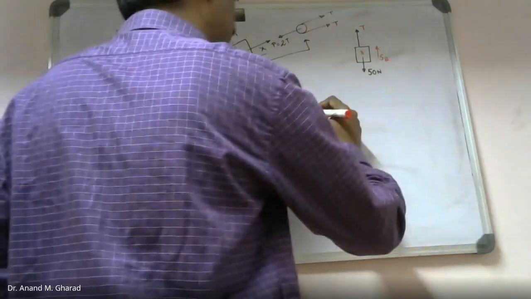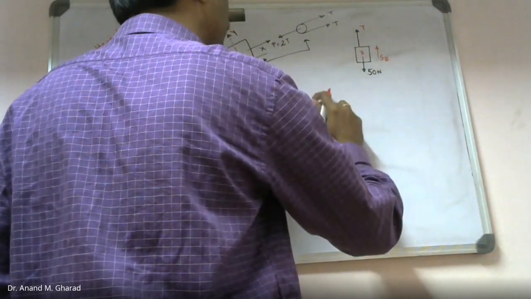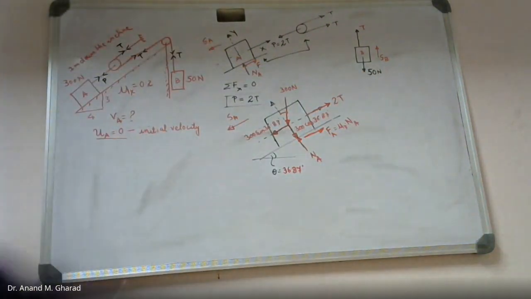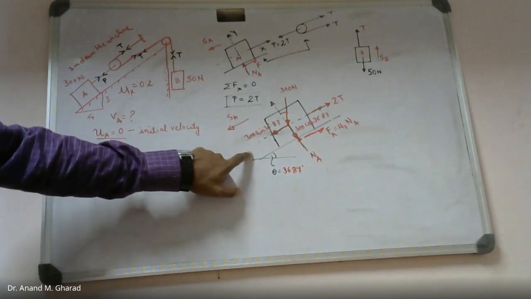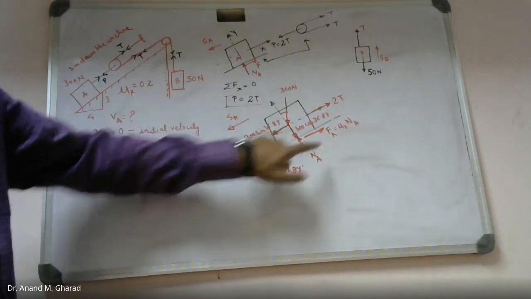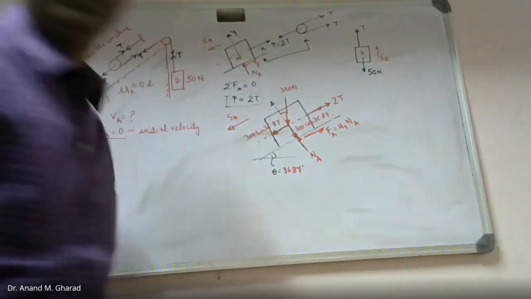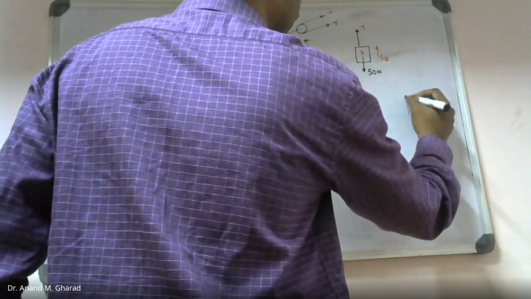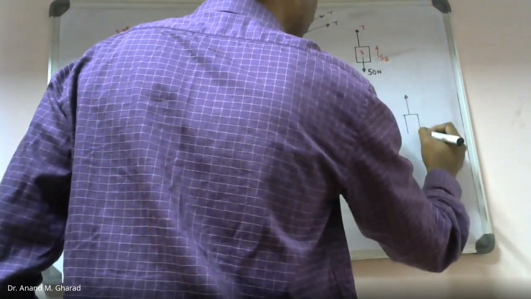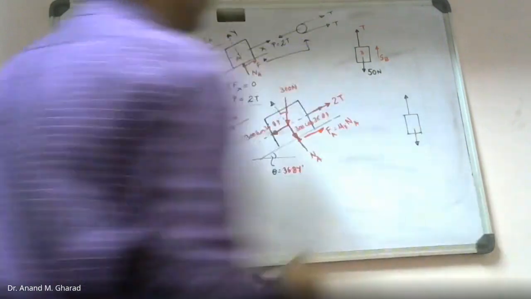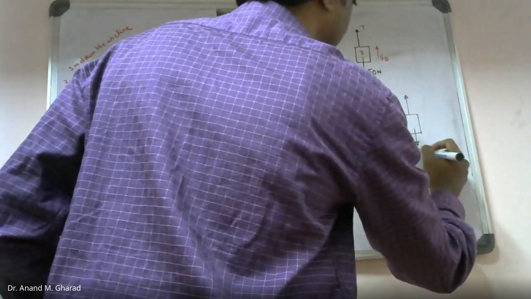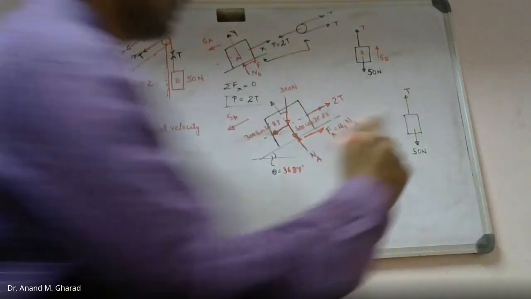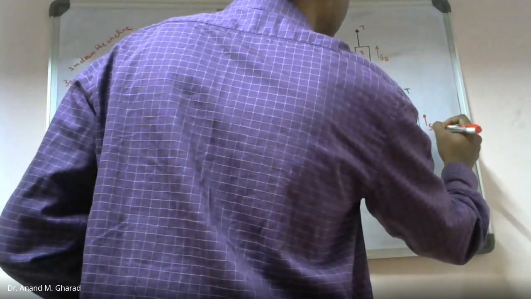Correct? Here also there is one force, which is 2 times T, which we have already found out. So this completes the free body diagram pertaining to the dynamics. Next. This is 50 newtons and this is the tension force. We know this is going to move in the upward direction as VB.